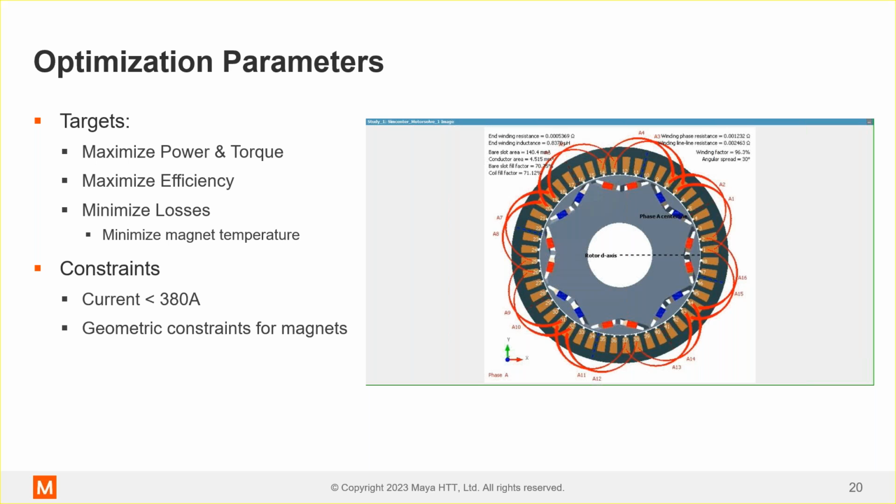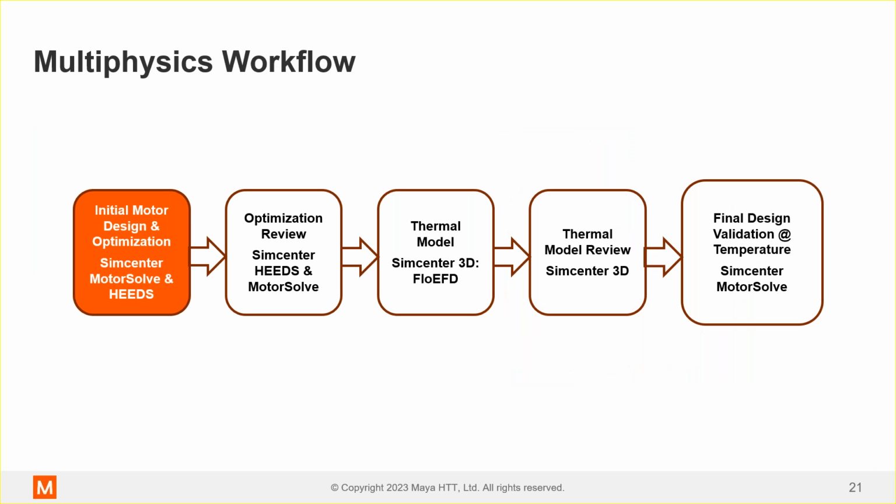So you can see briefly on the right-hand side, we'll see this animation again, a number of different designs that were considered by the optimization tool. I guess the highlighting here is not quite ideal. We're going to move from the initial design and optimization. We've looked at putting our basic design into MotorSolve and how we're going to talk to HEEDS. The next step is to review that optimization and the results that we got from our design.